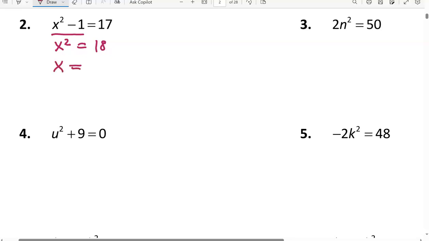And if x squared is equal to 18, then x is plus or minus the square root of 18. We can simplify that answer, and that will be simplified to 3 times the square root of 2.